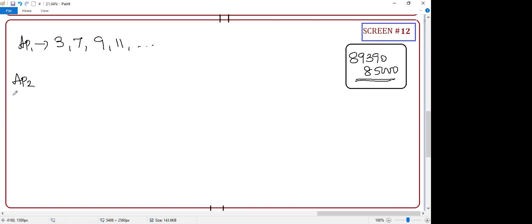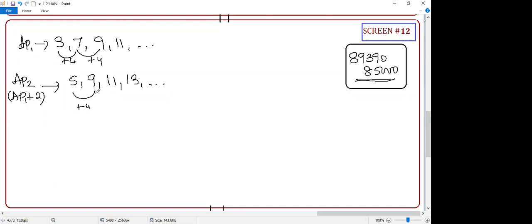Guys, AP2 is just AP1 plus 2. Can you tell me what will happen? 5, 9, 11, 13. It is going like that. What's happening here? Because of adding plus 2, your first term is getting changed. Yes or no? Now the question is whether this is AP. Check.